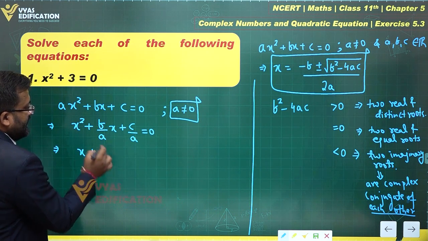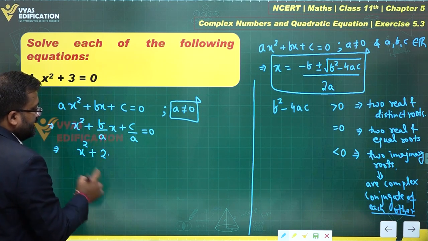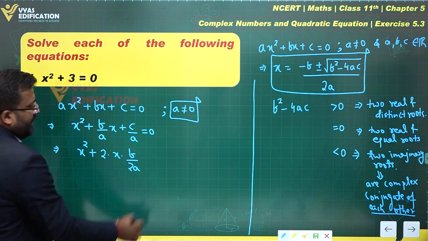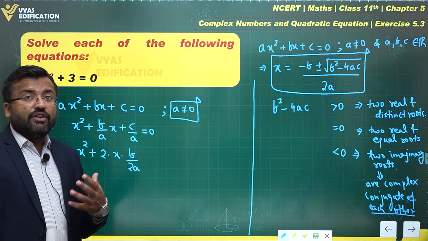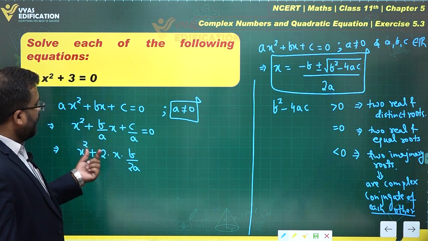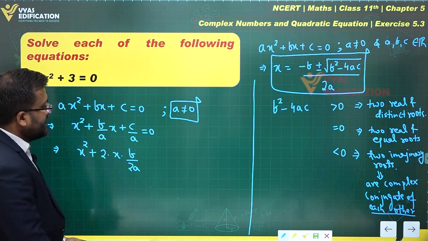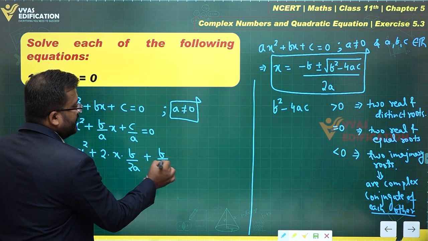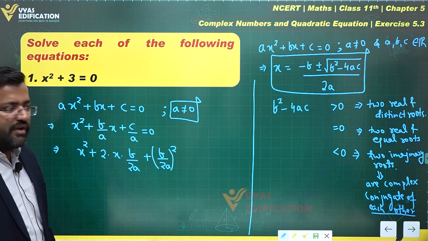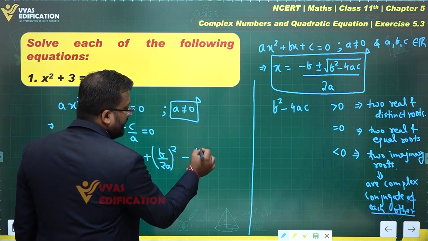I'll try to convert it into a perfect square. What I'll do is, this is x square plus 2 times x times, this becomes b by 2a, right? So I'm trying to convert it into a perfect square in terms of x. I already have an x square. What I want to create is x square plus 2 times x times something plus that something whole square. So this is x plus y whole square kind of a thing. And since you have added this, let's subtract this.